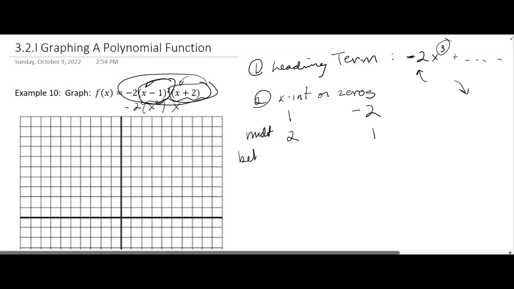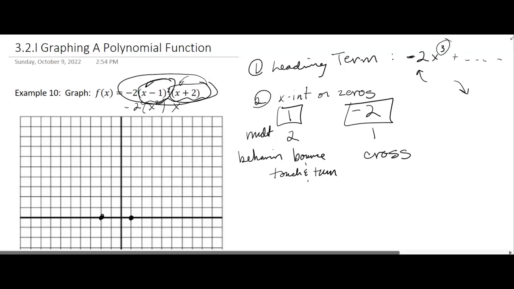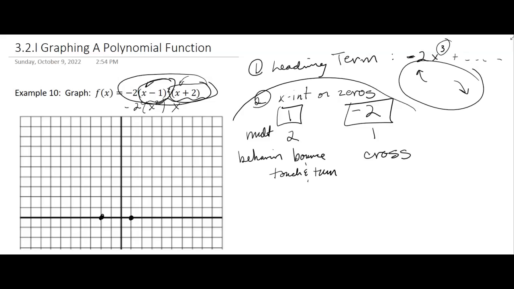So what's the behavior? Well, at 1, this is the 0. Let me graph it right there. That is the 0. It is going to bounce, or touch and turn. That's what we've been saying. Touch and turn. What's going to happen here at -2? Again, I can graph that 0. It's right there at -2. There's the 0. And it is at 1, so it's going to simply cross. Okay, so I know the end behavior. I know what's occurring at the zeros and how the graph's going to go.